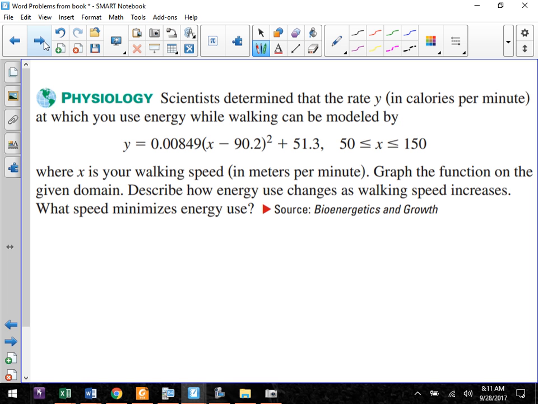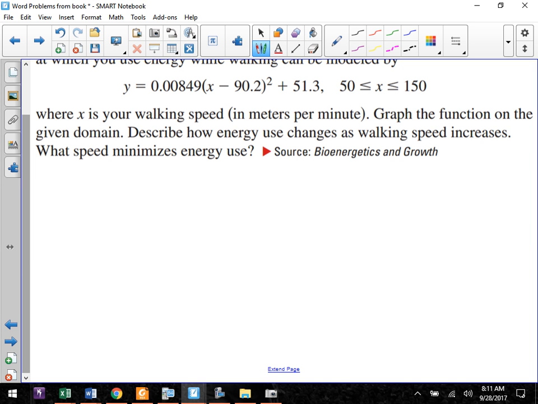Is this up like a cup or down like a frog? It's up like a cup. Where's your vertex? Okay. That's your vertex, because that's your h and k.